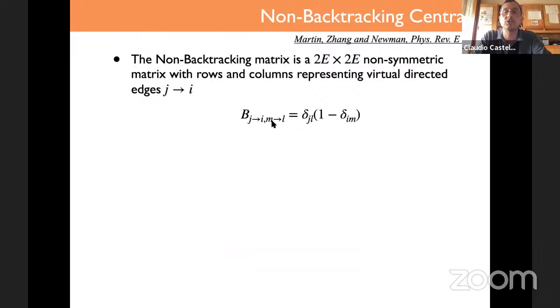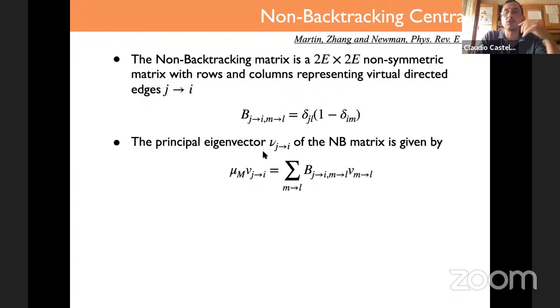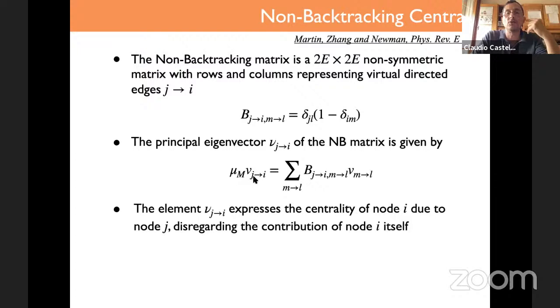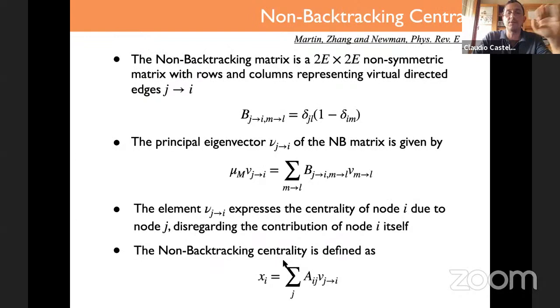So you can write the eigenvector condition for this non-backtracking matrix. What is the meaning of the components of the eigenvector? The element nu_ji is the centrality of node i due to node j, but disregarding the contribution of node i, because there is no possibility to backtrack. Once you have this eigenvector, you can define the non-backtracking centrality for a given node as the sum of these components for all the neighbors. And this was defined by Newman and collaborators.